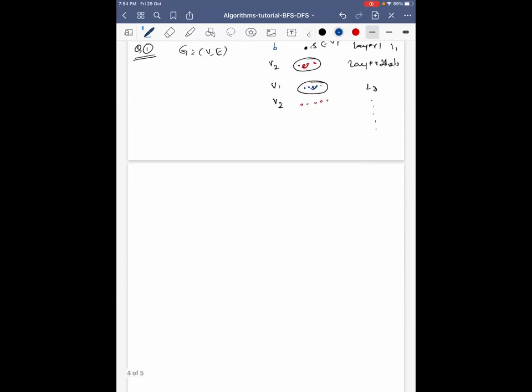Sir, what would be the algorithm? Yes, the idea is clear, but how will we implement this? The algorithm and the timing. Correct. Yes, sir. How will we implement this?